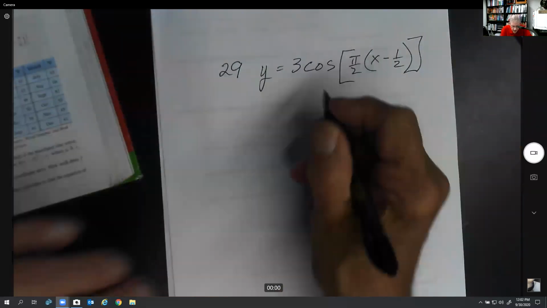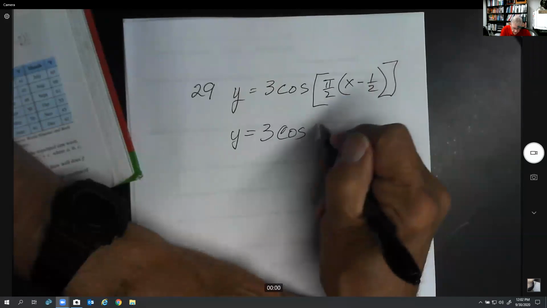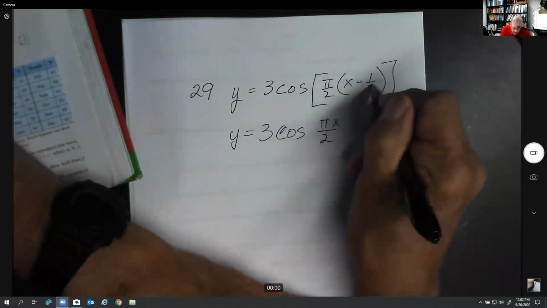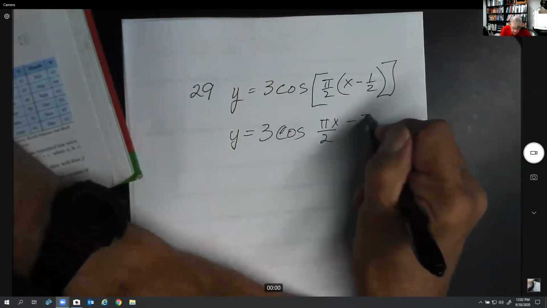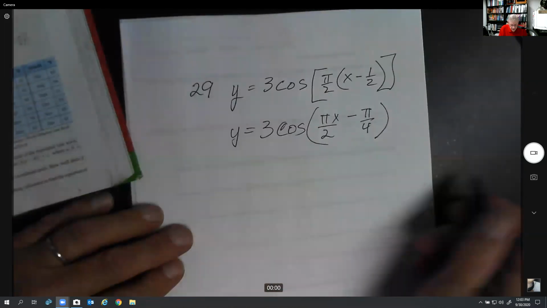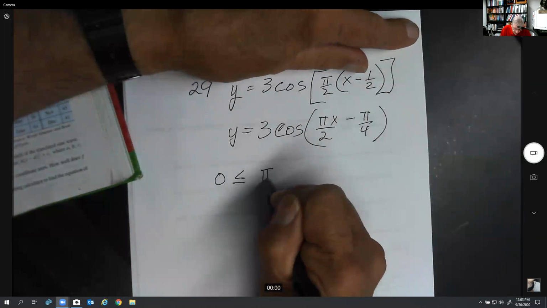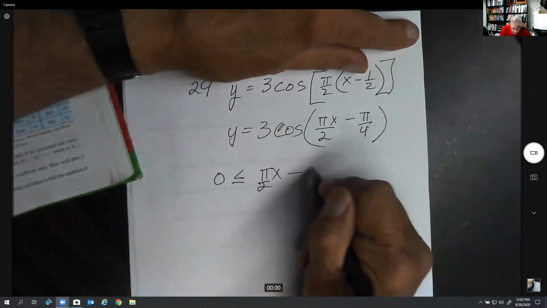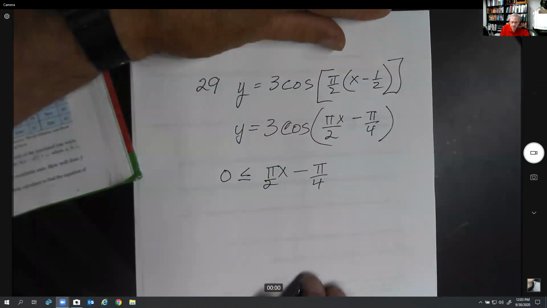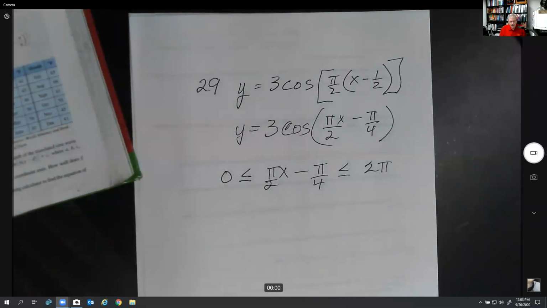I think it would be easier to handle this problem if you distribute this out and say this is pi x over 2 and distribute it out here. This would be minus pi over 4. I would do that. Then when you want to set up your interval, you're going to go 0 is less than or equal to pi over 2x minus pi over 4, like that, is less than or equal to 2 pi. Set it up between those two extremes.